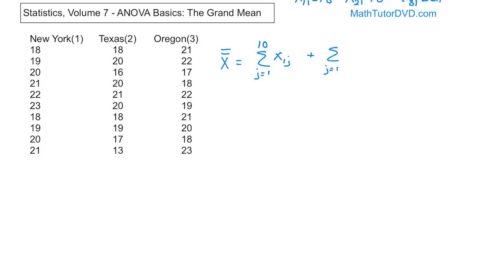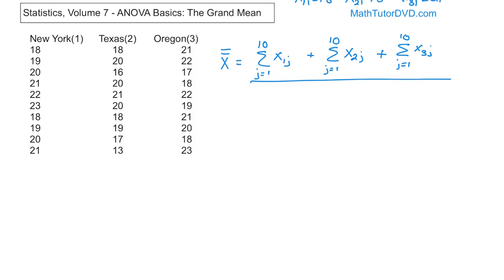j is equal to 1 up to the sample size of population 2, x2j, and then I'm going to add to that j is equal to 1 up to 10 of x3j. All that's happening on the top is this is adding up all the elements from this population, this is adding up all the elements from this population, and this is adding up all the elements from this population, because in each case I'm running up from 1 up to the sample size: 3,1, 3,2, 3,3, 3,4, and so on; 2,1, 2,2, 2,3, 2,4, and so on; 1,1, 1,2, 1,3, 1,4, and so on.